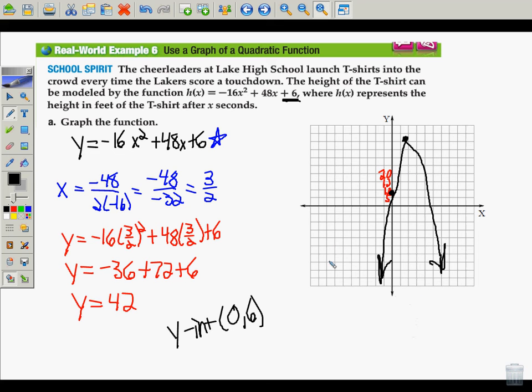Okay, so we had our vertex, which was 3 halves, 42. Our y-intercept is 0, 6. So here's what our graph would look like. Then we just want to answer 2 quick questions.